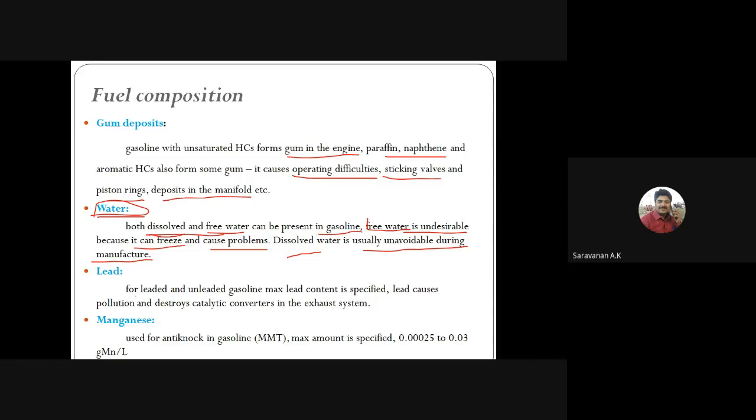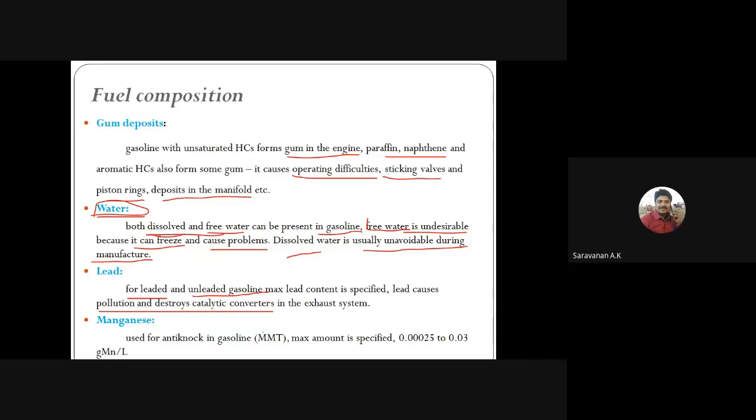Then the lead, right? For leaded petrol or unleaded gasoline, the maximum lead content is specified. Lead causes pollution and it destroys the emission control equipment, that is the catalytic converter in the exhaust system, right?